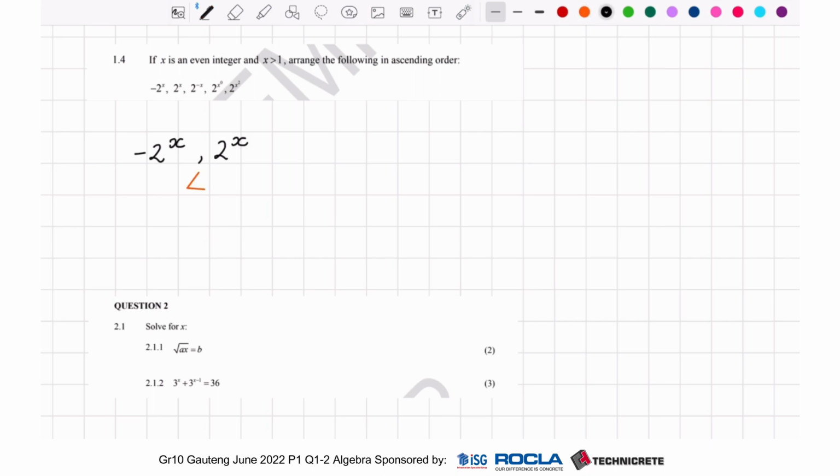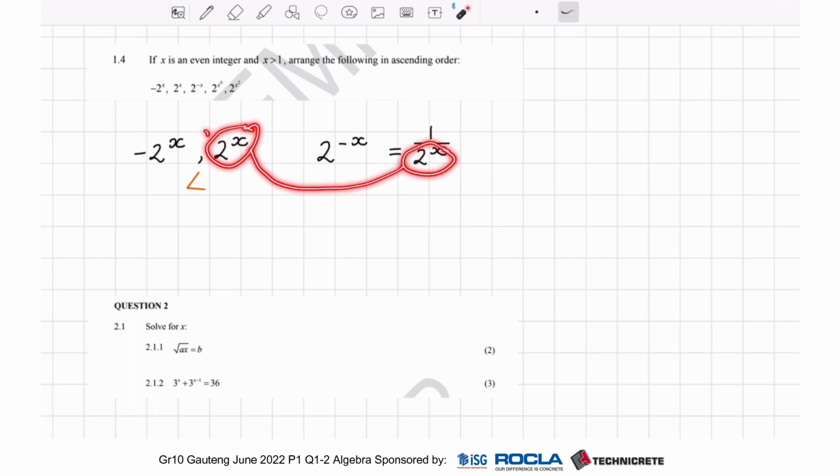Then we can compare the next number. So this is 2 to the minus x, and that means that if my x has got a negative exponent, then this has got to be in the denominator, so I'll have 1 over 2 to the power of x. And this 2 to the power of x is going to be the same number as this 2 to the power of x and this 2 to the power of x, but now I've got it as a fraction. So this is 1 over this same number, which means that this is certainly smaller than this one, but it's not smaller than this one because it's still positive.